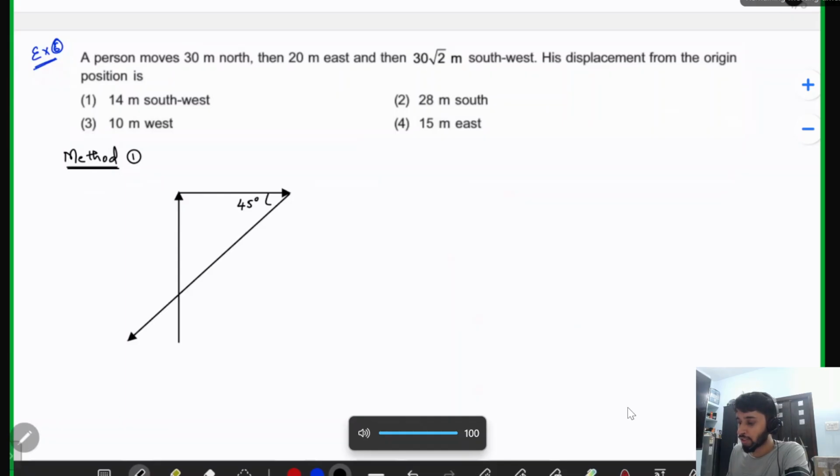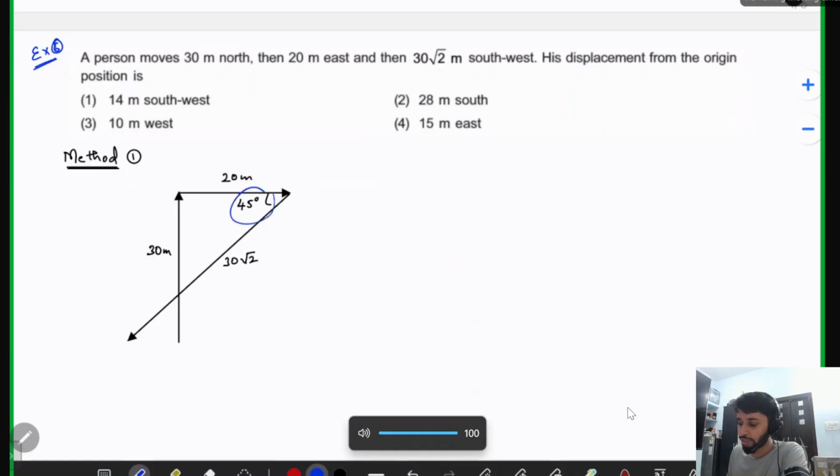Now this length is 30 meter, this length is 20 meter. Now this is 30 root 2. Now many of you might just join these 2 points. You know, if you're trying to do like this, many of you might join these 2 points. You may not be able to figure out that it will cut exactly here. Fine. So this is 20.